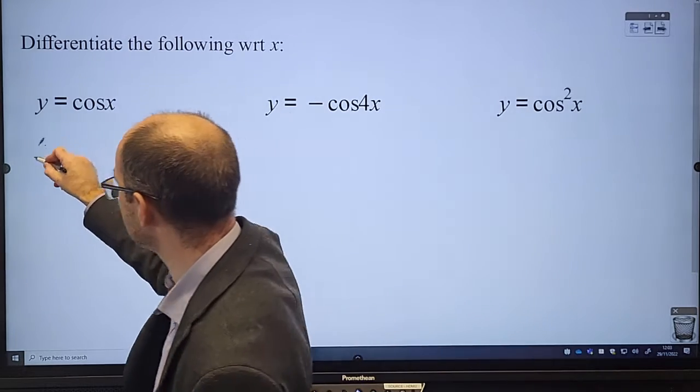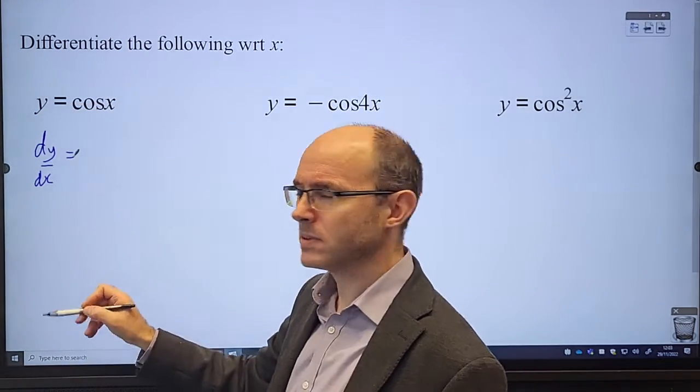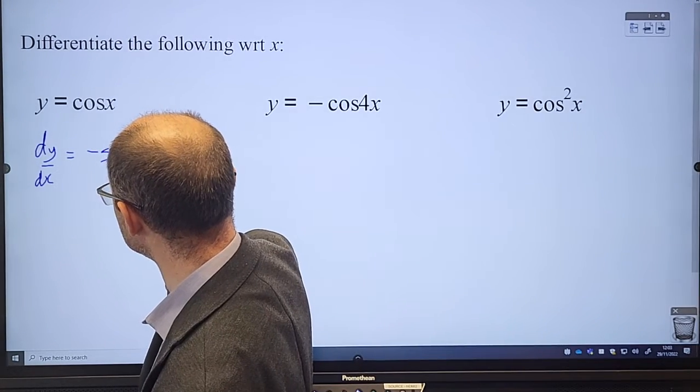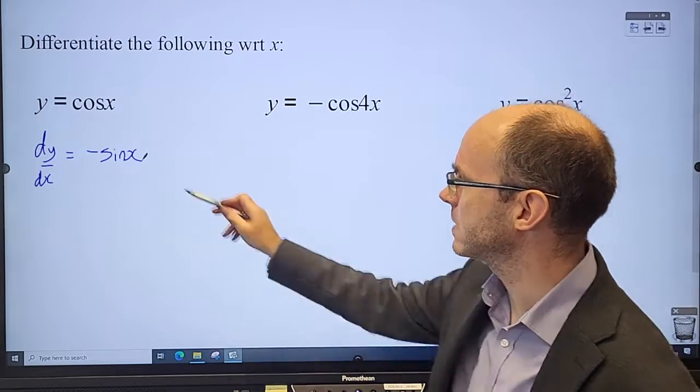So as a reminder, when we differentiate cosine x, we get negative sine x. Don't forget the negative, because that's quite costly if you forget the negative sine x every single time.